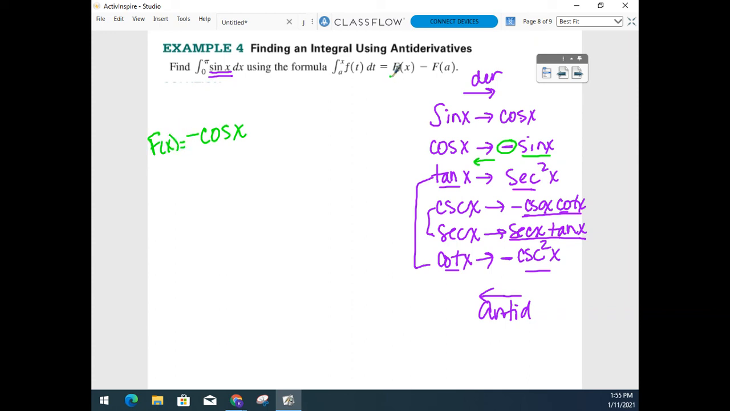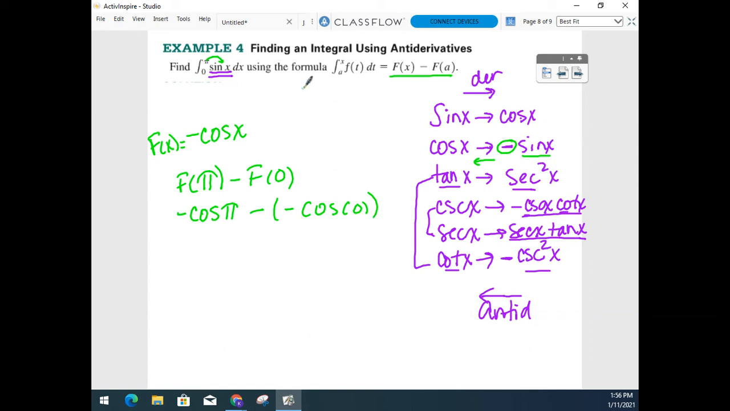And then we're going to use our formula, f of x minus f of a. So I'm going to take my top one, capital F of pi, minus the bottom, capital F of 0. Negative cosine pi minus negative cosine of 0. We got to be real careful here with all the negatives.